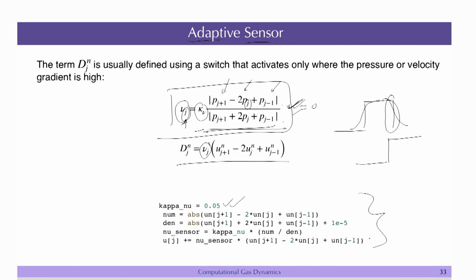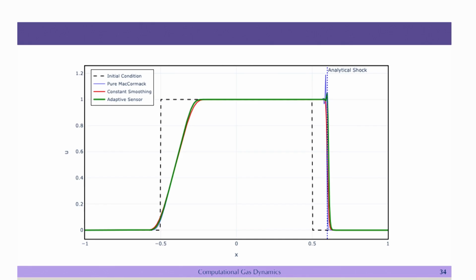I will probably share these codes with you, so that you can take a look. The movie file is not working here in this format. So, basically this is the final solution that we will have. Okay, so, here there is a pure McCormack, there is a blue one here. Then when you have constant smoothing, you can see that it changes the behavior here also. The red one is the constant smoothing.